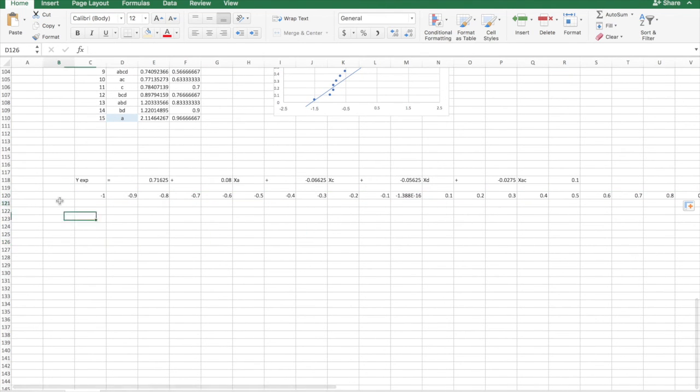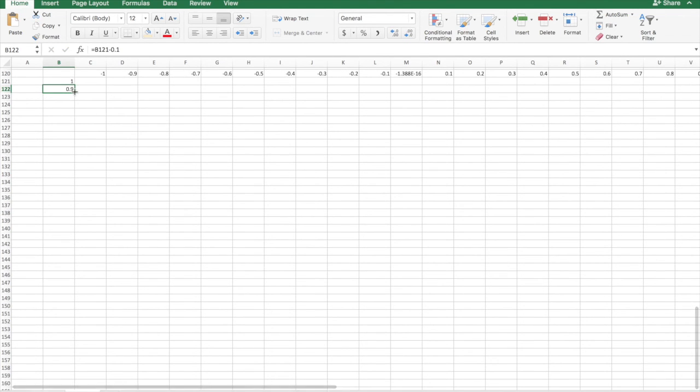And in here we're going to do the same, but from 1, and in this one it's going to be this one minus 0.1, and we're going to do it all the way until -1, which is until here.